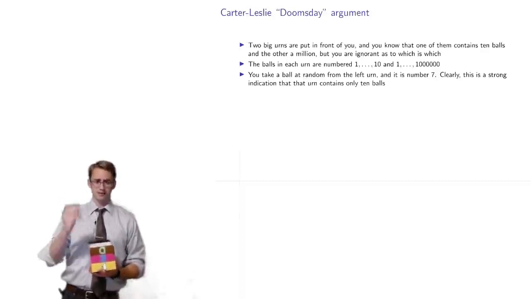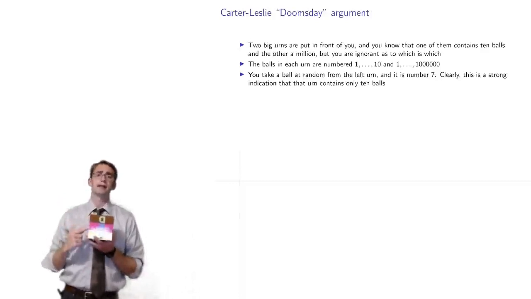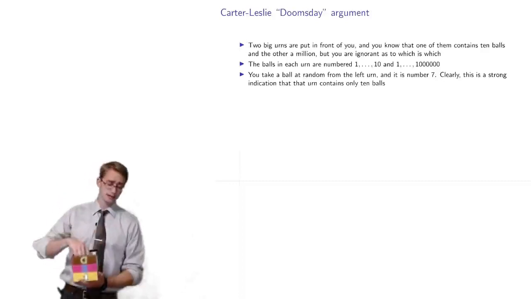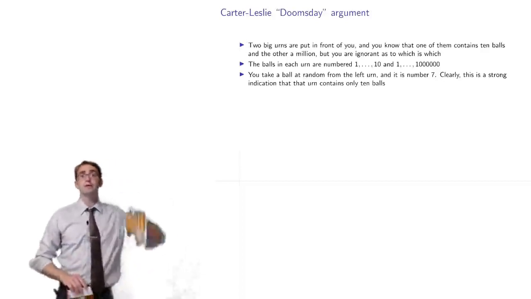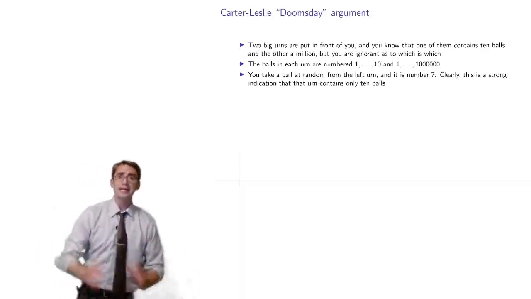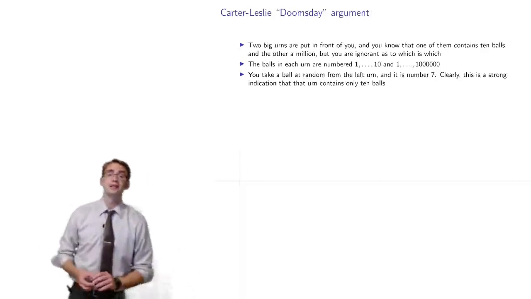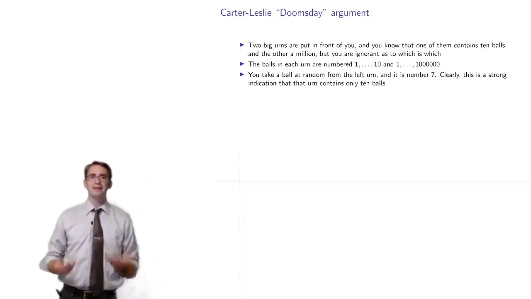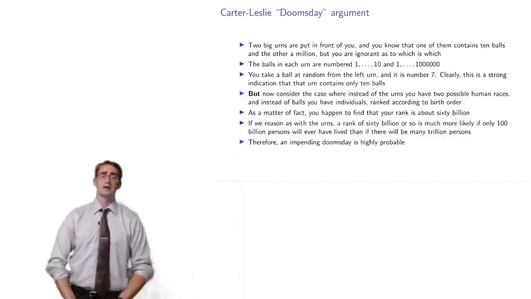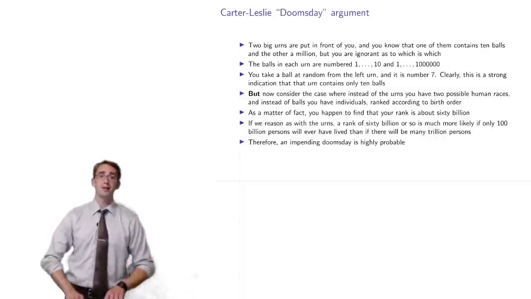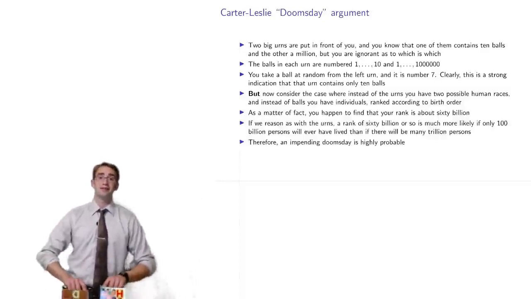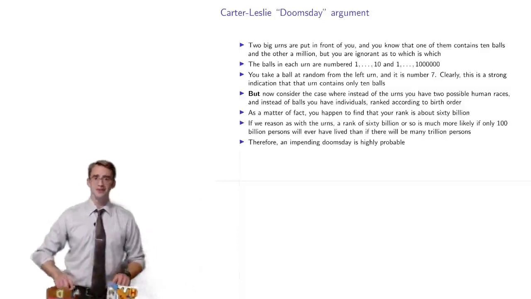What would I conclude? I would say, well, it's very, very likely that there are 10 balls in this box, and therefore a million balls in the other one. I don't think anything I've said so far is controversial, but let's now ask about the implications of this. Let's visit that doomsday argument again, but we'll now think about things not in terms of balls lying in urns, but in terms of the future of the human race.